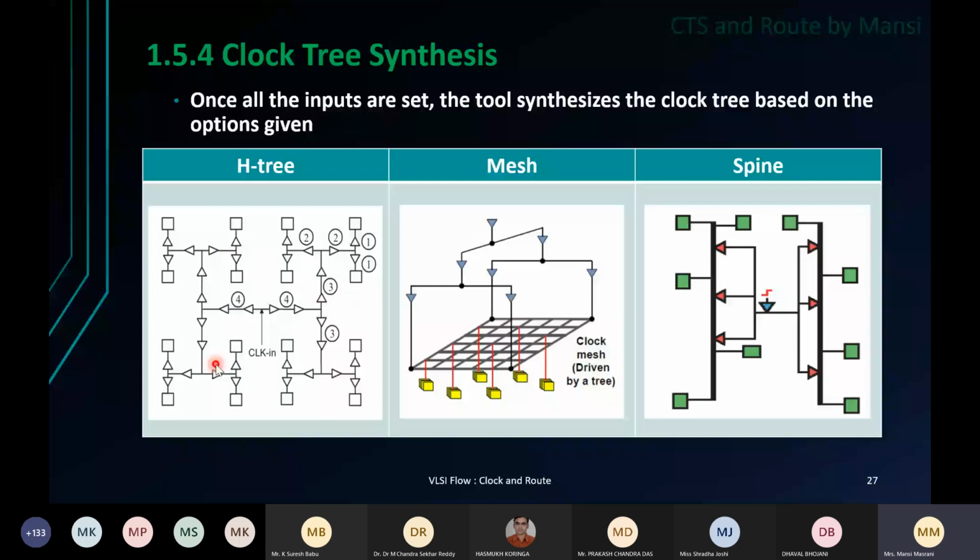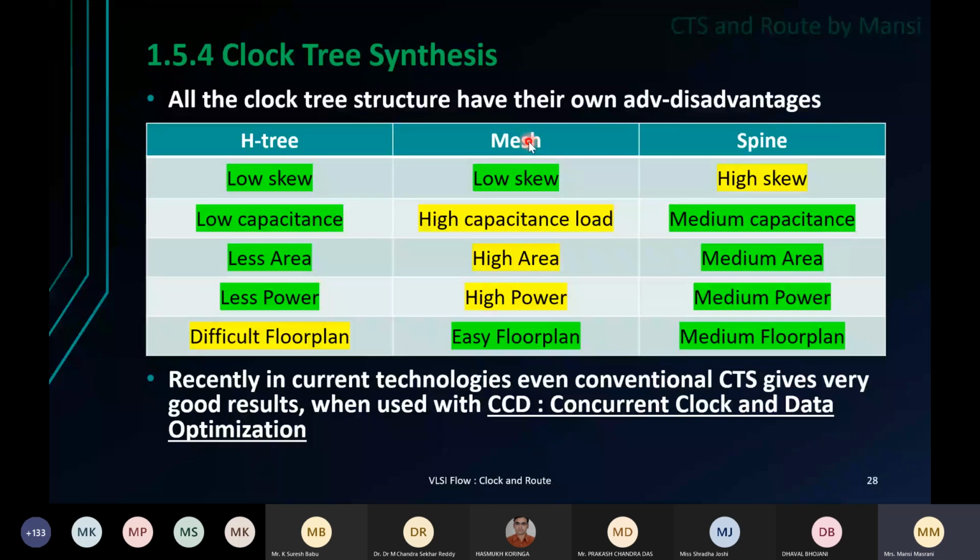The mesh's drawbacks are high capacitance load, high area, high power, but it's very easy to floor plan. You don't have to do anything. Once you have put the mesh, all the intersections will take care of the clock tree. Whereas the spine structure has all good things: medium area, medium power, medium floor plan, but it has high skew, so you cannot use it for designs which are high speed. So you will have to end up using the H tree, but then you have to take care of the floor plan. Or you'll go to mesh, but then you will have to deal with the high power and high area. So you will have to balance all these trade-offs.